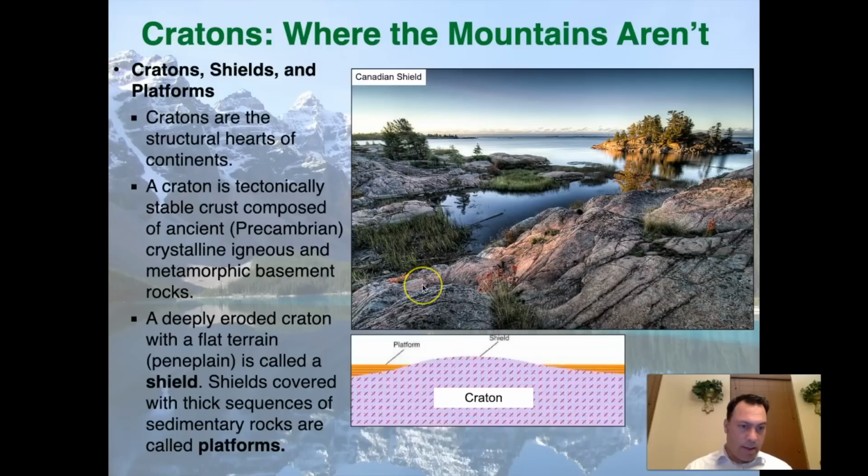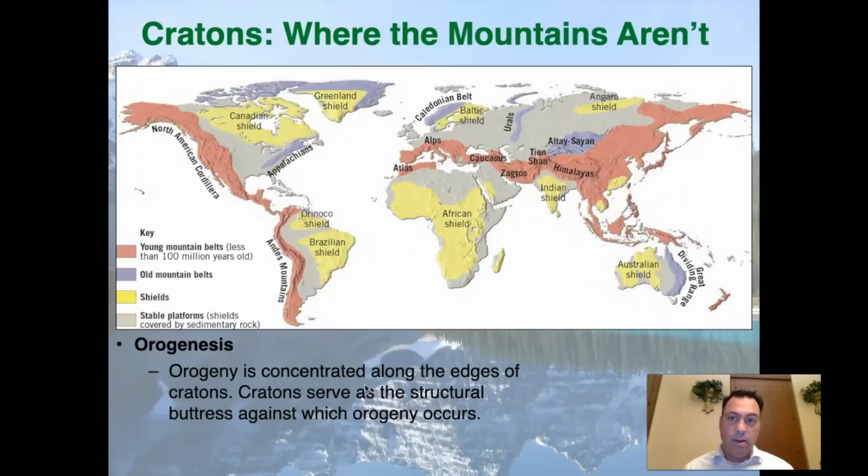We're not going to get into those details right now, but once you have the shield exposed, you might have areas that are not exposed. They're covered or layered with sedimentary rocks across the top. Well, they're still sitting on top of a very stable craton, so this is called a platform. So the craton is down there. It's just not scraped so clean that it's a shield. So that's important.